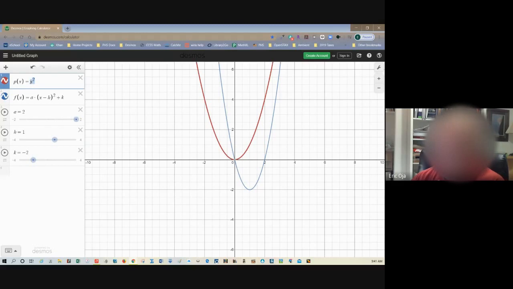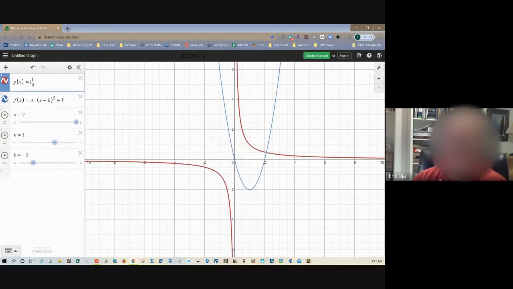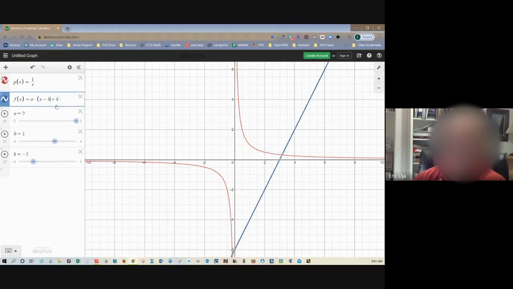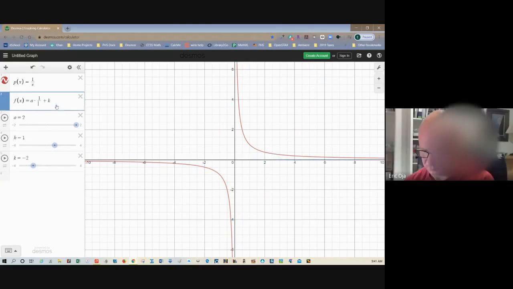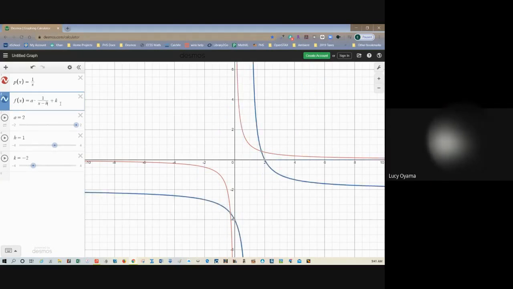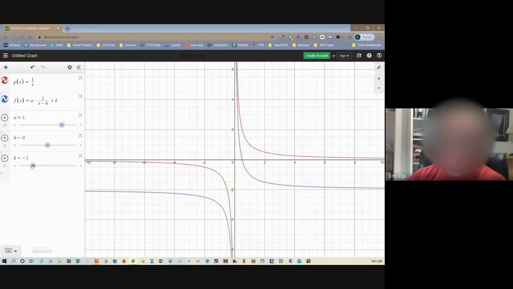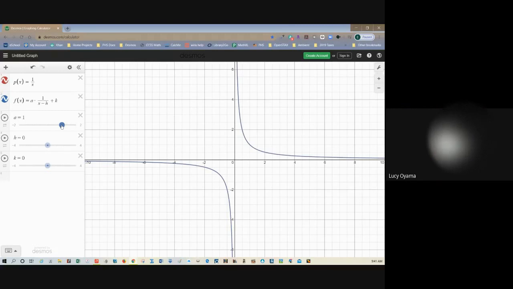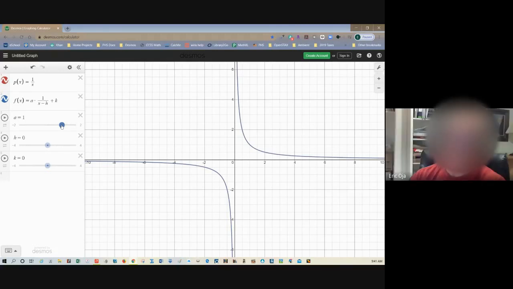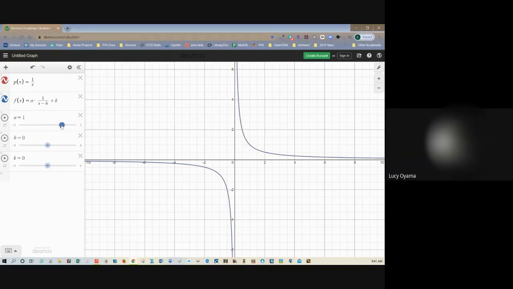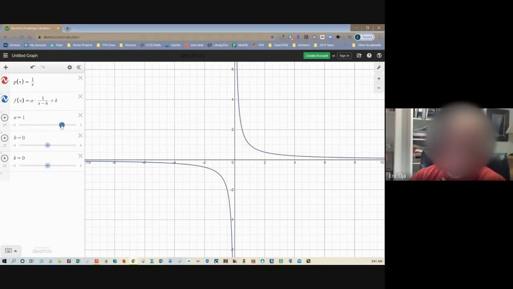Okay, so now let's change the parent function to 1 over x. So I'm going to have to change this here. Go back to what I had before. Okay, same deal. If a is 1 and h and k are both 0, I haven't done anything to it. So you tell me then, what's going to happen if I make a equal to 0.5? It'll be stretched by 1/2, which means it'll be squashed, right? All the y values will only be half as big as they were before.